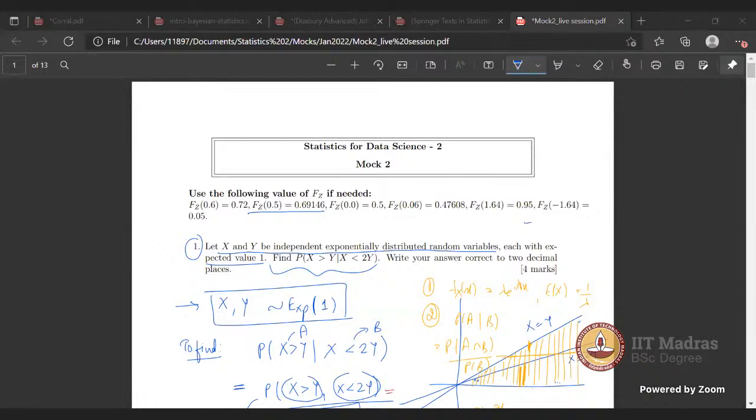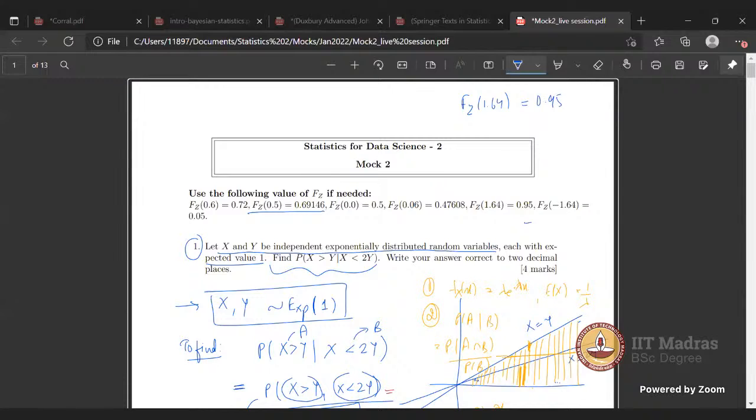So for 1.64 it is given, right? 1.64 is 0.95. This is right. FZ of 1.64 is 0.95. FZ of minus 1.64 comes out to be 0.05. FZ of 1.96 I guess comes out to be 0.975, and FZ of minus 1.96 comes out to be 0.025. These are the values that are frequently used.